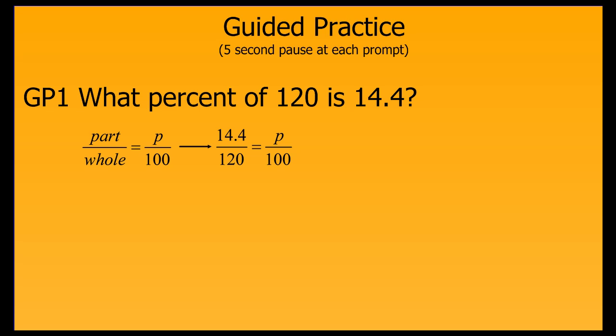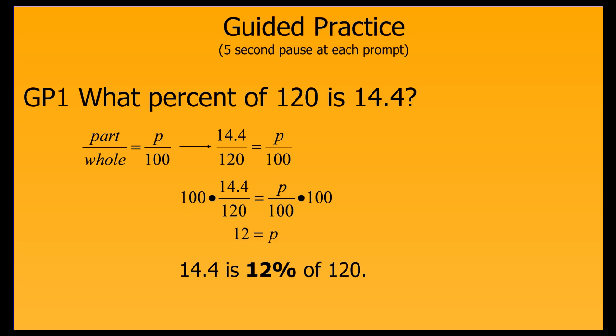What's next? Since we want to figure out what p is, we need to undo the dividing by 100. We do that by multiplying both sides of the equation by 100. Now what? Now we simplify. 100 times 14.4 divided by 120 gives us 12 for p. 14.4 is 12% of 120. Are we finished? Yes, we are, but it's always good to check the reasonableness of our answer. Is our answer reasonable? Yes, it is. 10% of 120 would be 12, so it's reasonable that 14.4 could be 12% of 120.